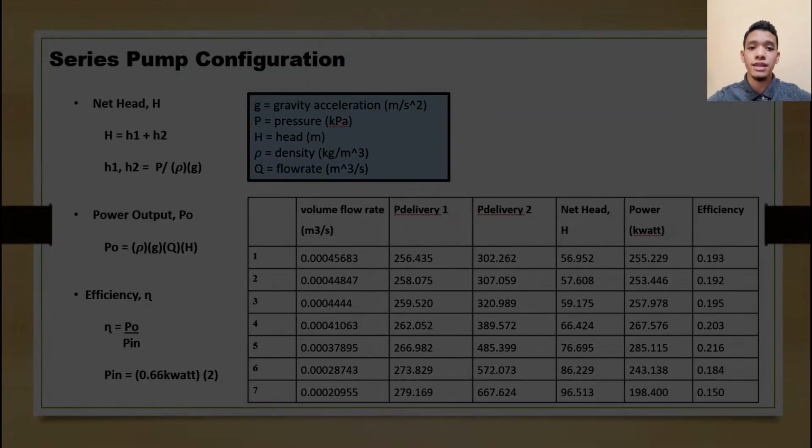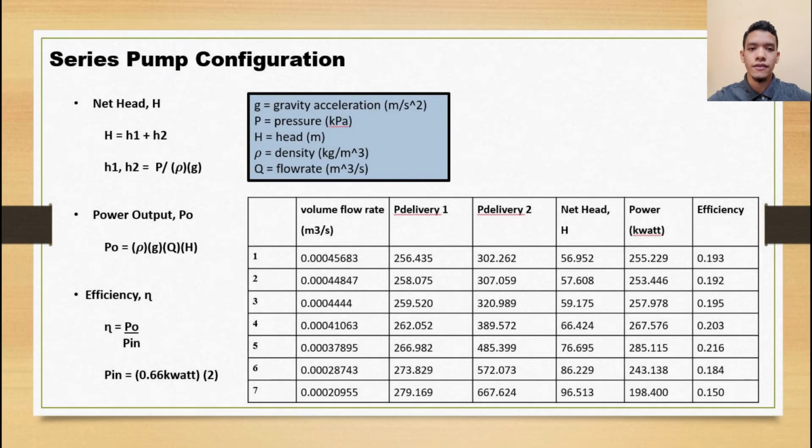Next, we move to the series pump configuration. The formula to calculate the head is H equal to H1 plus H2, where H1 and H2 are P divided by rho g. For power output, the formula is the same, rho g Q H. For efficiency, we also use the same formula, P output divided by P in, where P in is 0.66 kilowatt times 2. And finally, we can get the overall result for the series pump configuration.